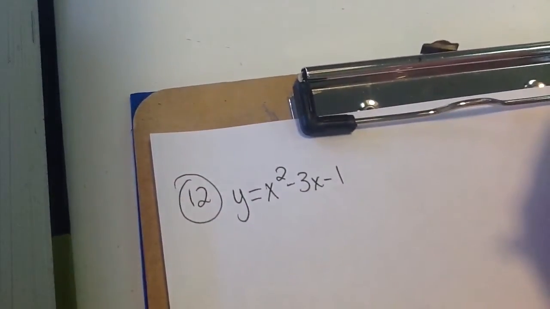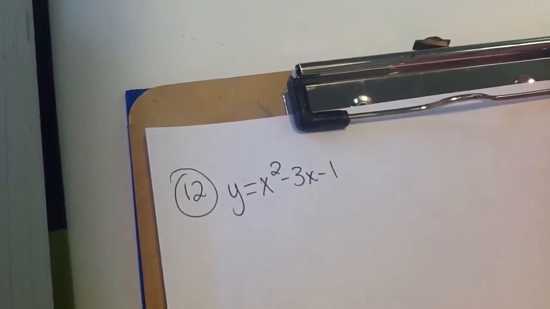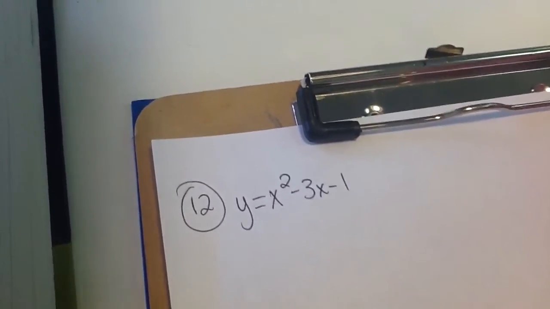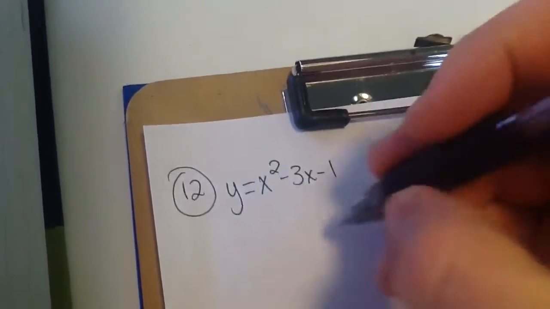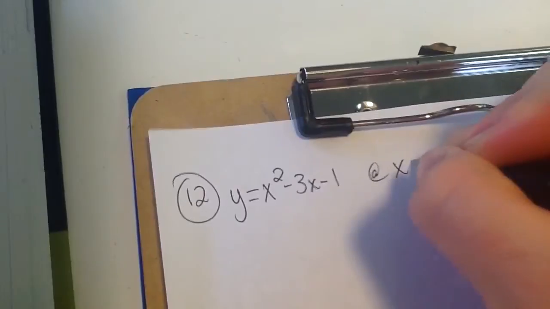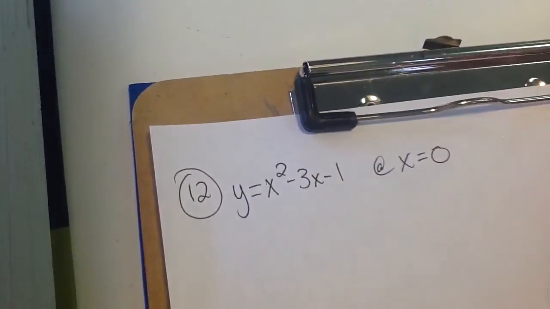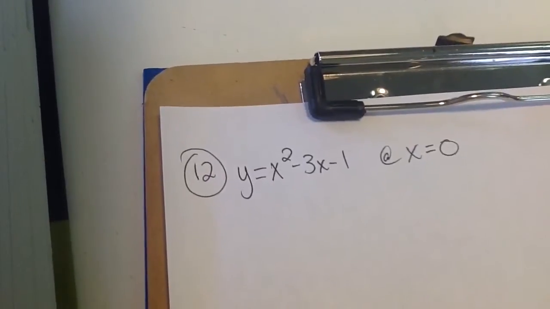So I'll give you that function, and it says, at the indicated point, find the slope of the curve and the equation of the tangent. And that's all I wanted you to do so far, just A and B. So at x equals 0, the slope of the curve and the equation of the tangent.